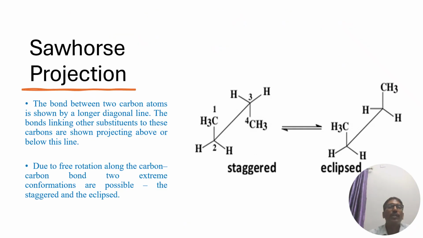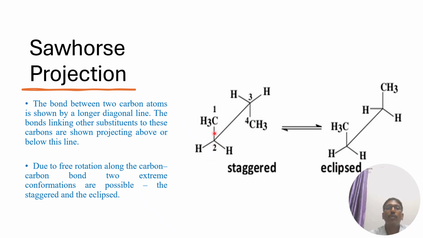Now, let's move on to the next one. Having discussed the Fischer projection and Newman projection, next one would be the Sawhorse projection. When you talk about the Sawhorse projection, it is certainly different from the first two. The bond between two carbon atoms is shown by a longer diagonal line. The bonds linking other substituents to these carbons are shown projecting above or below this line, as you can see here. Due to free rotation along the carbon bond, two extreme conformations are possible, the staggered as well as the eclipsed one.